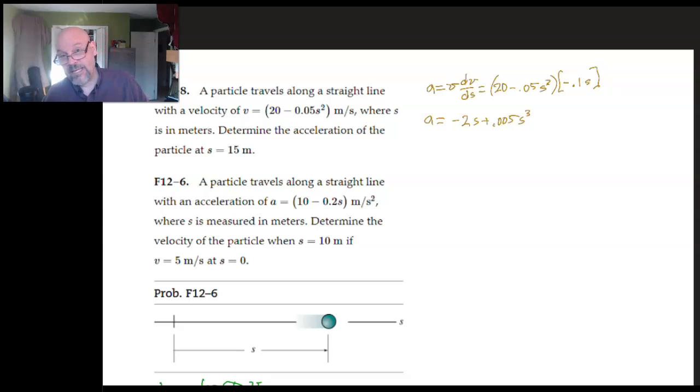So now I've got that relationship. All I need to do now is plug in for s, and I'll get my number. I'm starting to get tired, so I'm just going to let you do that. Boom. Just plug that in there. You'll be good to go.